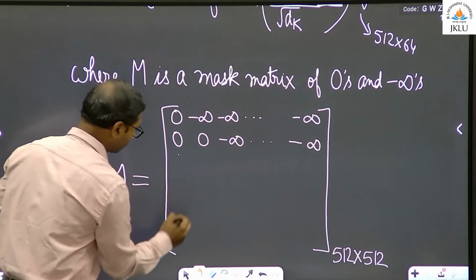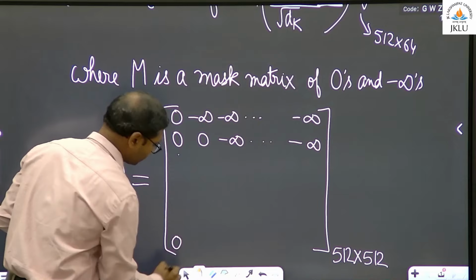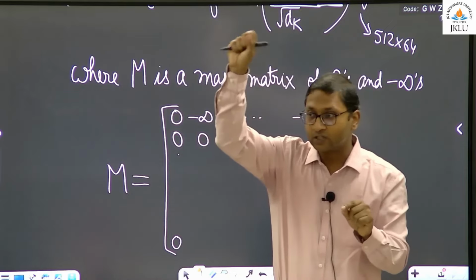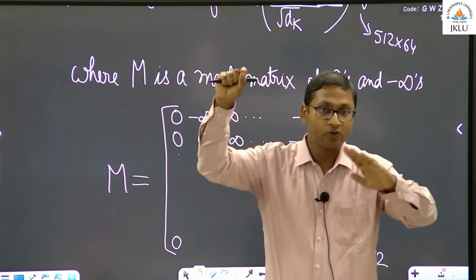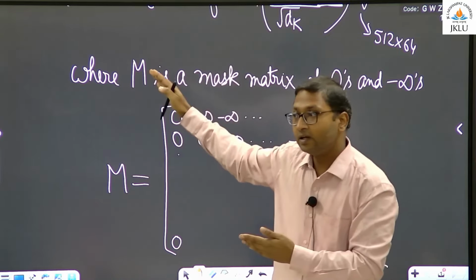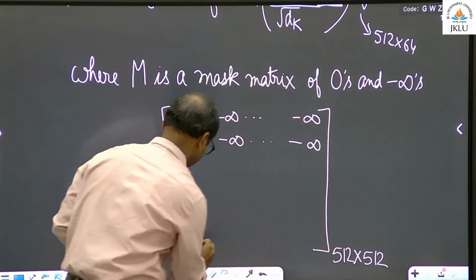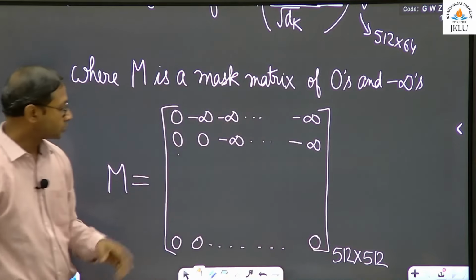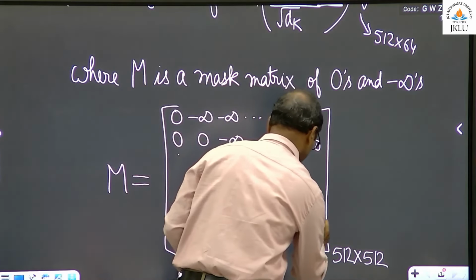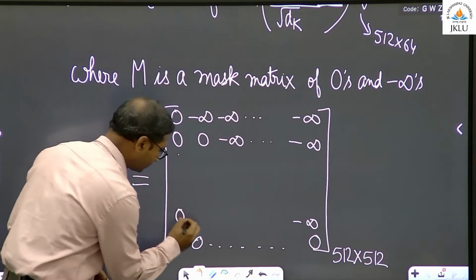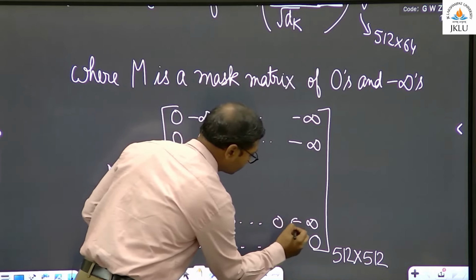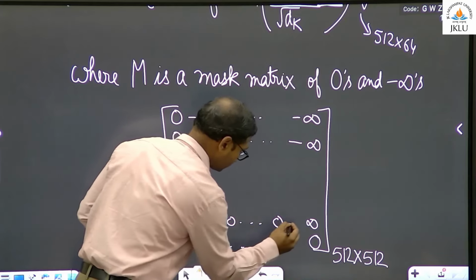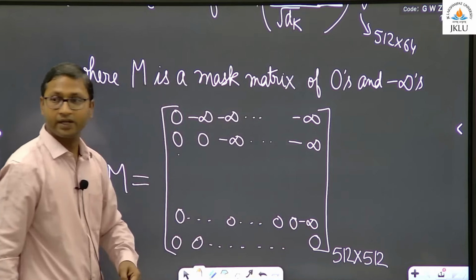And so on. What will be my last term? In the last one you are allowed to do Q512 transpose K1, Q512 transpose K2, all the way until 512. So this is your M. This will be minus infinity here and everyone else will be 0. Right? So this is your M.